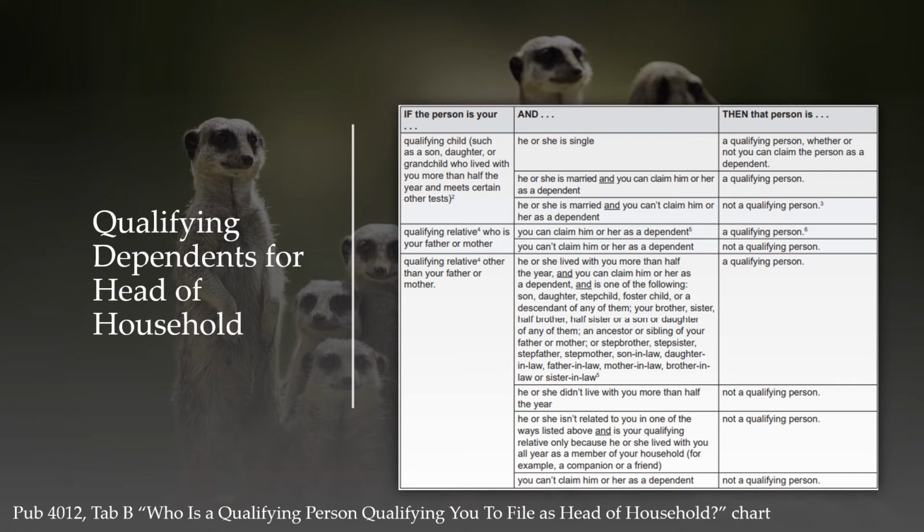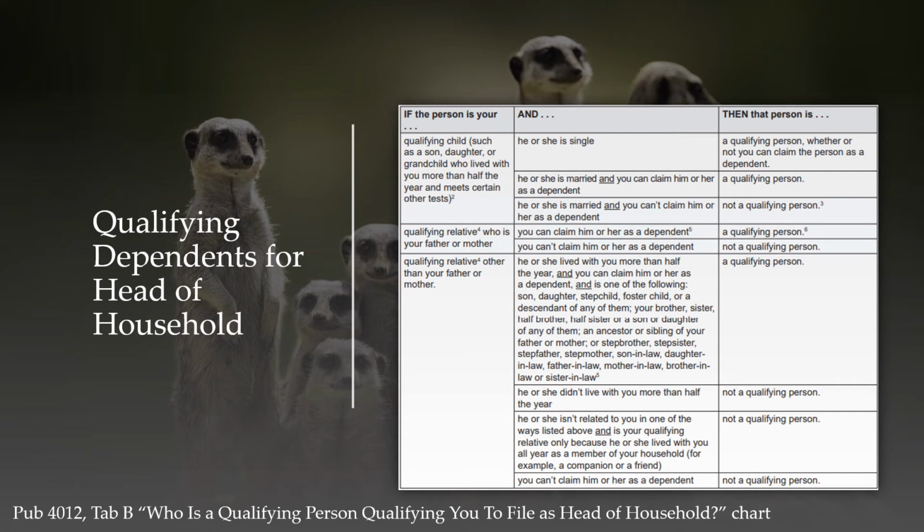As promised, we are now going to discuss who these qualifying dependents are that qualify our taxpayers to file as head of household. And this chart comes from publication 4012 tab B. The first column presents a relationship that this qualifying person might have to our taxpayer. In the second column, the middle column, we have some other tests that might qualify or disqualify that person from being a qualifying person so that our taxpayer can file head of household. And then of course in column 3 we get our result.